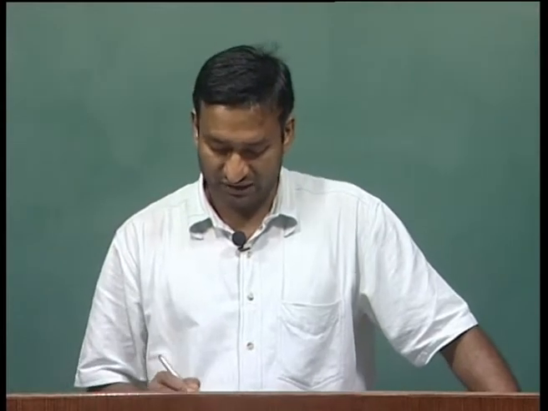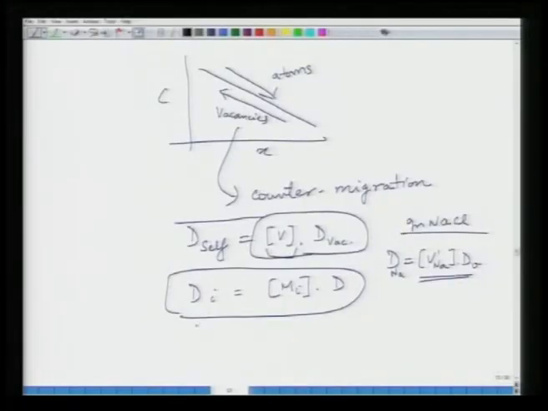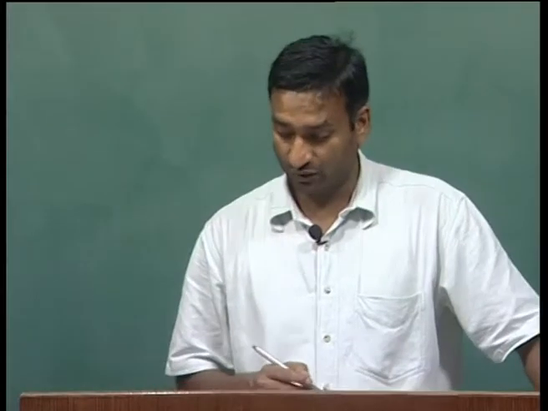We also saw that since there is a counter movement of vacancies and atoms, the self diffusion coefficient or the interstitial diffusion coefficient can be related to the concentration of vacancies or interstitials. So, for example, in NaCl, sodium diffusion would be equal to the vacancy diffusion coefficient multiplied by the concentration of sodium vacancies.